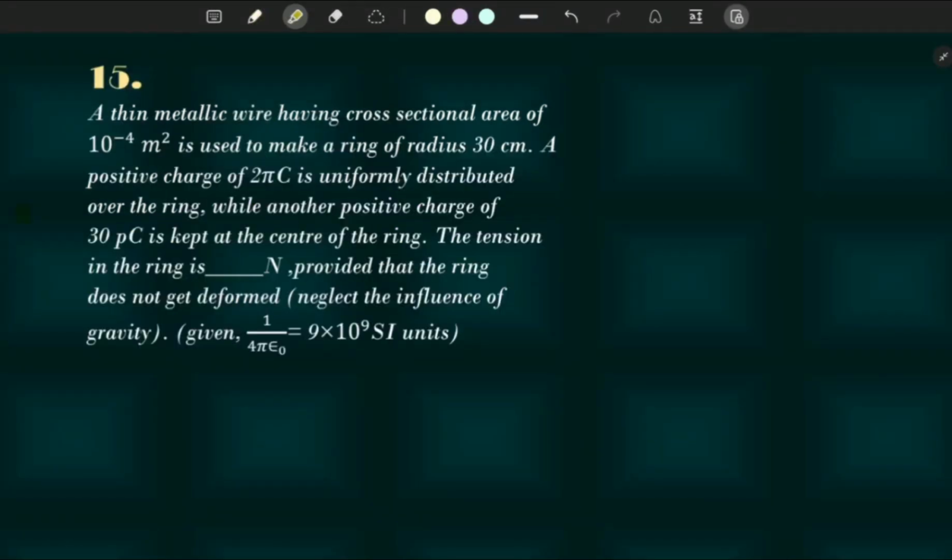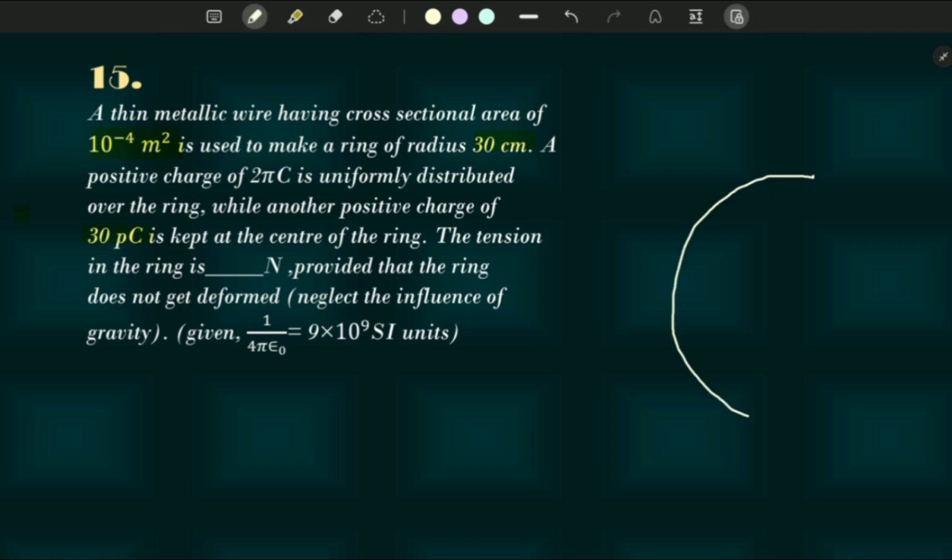Question number 15. A thin metallic wire having cross-sectional area of 10 to the power minus 4 meter square is used to make a ring of radius 30 centimeter. A positive charge of 2 pi coulomb is uniformly distributed over the ring, while another positive charge of 30 picocoulomb is kept at the center of the ring. The tension in the ring is, okay, it is also given that provided that the ring does not get deformed, neglect the influence of gravity. So let us first draw the ring.